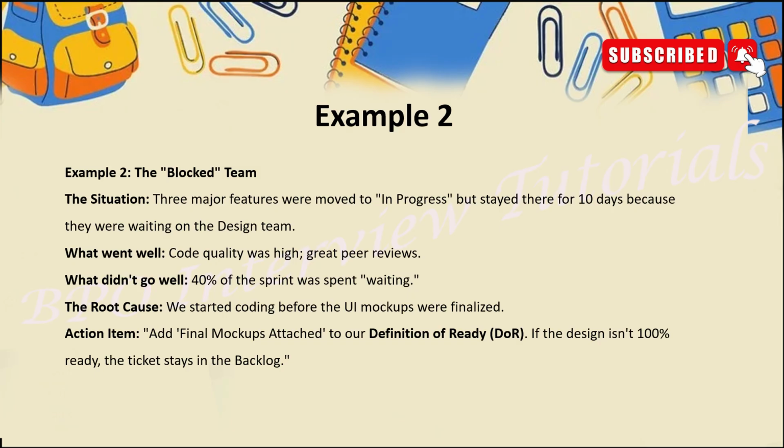Now what went well? Code quality was high, great peer reviews, everything was done successfully. What did not go well? 40% of the work moved to waiting because of the design team, right? Now the root cause: we started coding before the UI mockups were finalized. Exactly, this is what we identified as the root cause. And the action item: add the final mockup attached in the definition of ready. If the design is 100% ready, then only the tickets stay in the backlog. This is the action item we have identified.